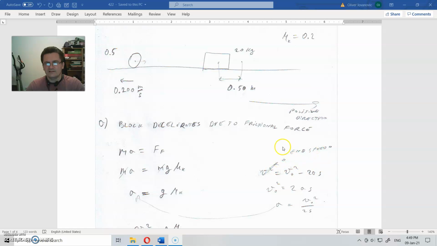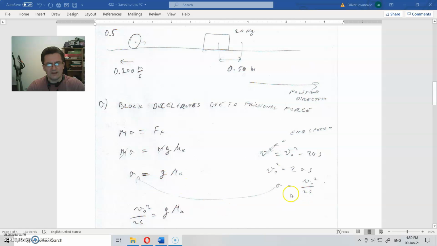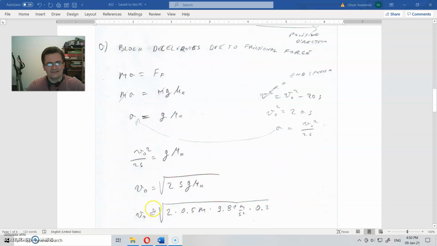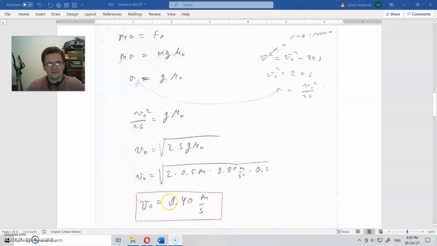From the other thing, when the acceleration is negative, at the end the speed will be 0. At the start, we don't know. That is what we need to find out. This is the 0 at the end, this is the acceleration that we calculated from here, and this is half a meter. So when we combine these two equations, we get that the start speed of the block was 1.4 meters per second. And that was the answer, Andre.